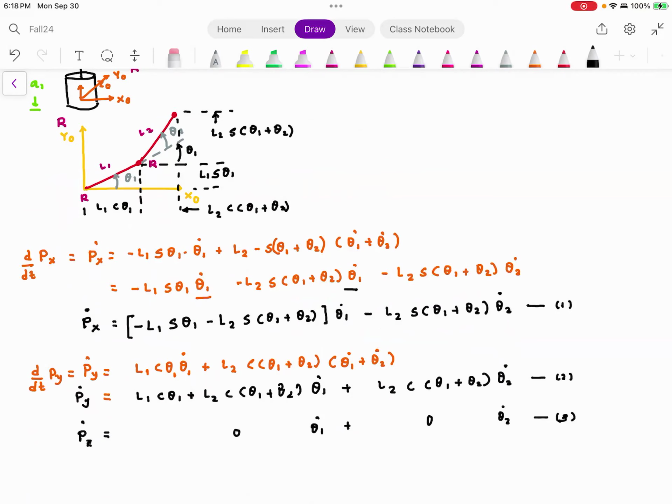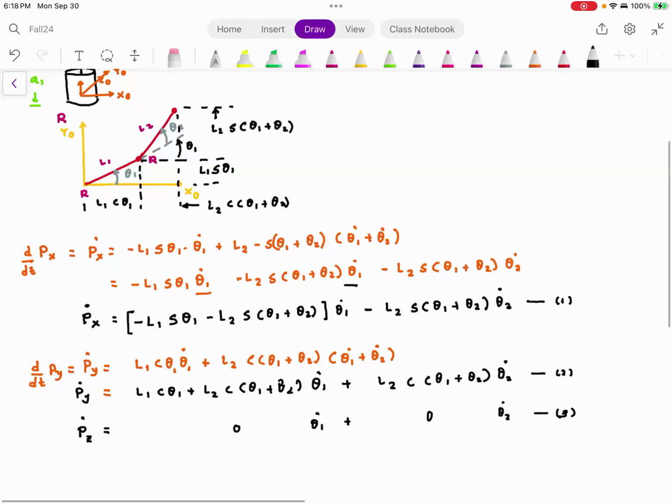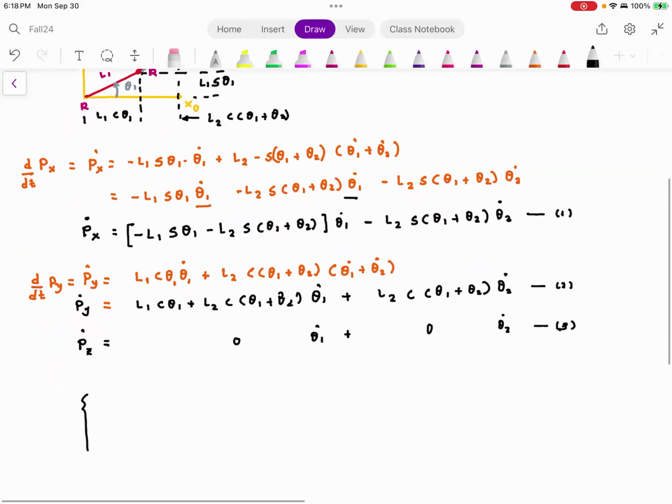And what I want to do is take these three equations and put them in a vector matrix notation. Before I go any further, understand what I have done: I have found the end effector position in the inertial or the zeroth coordinate frame. I took the derivative using the UV rule, and I have now three equations: Px dot, Py dot, and Pz dot, and I want to write these three equations in matrix form.